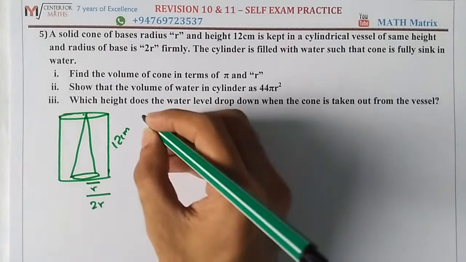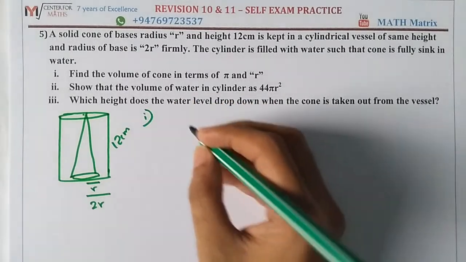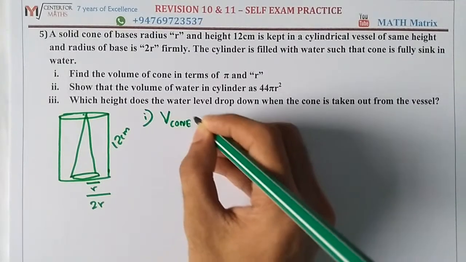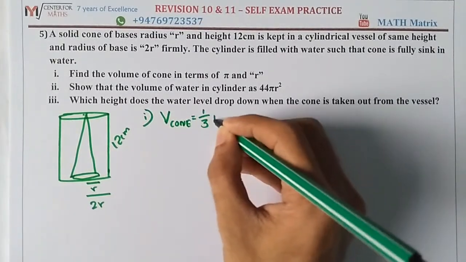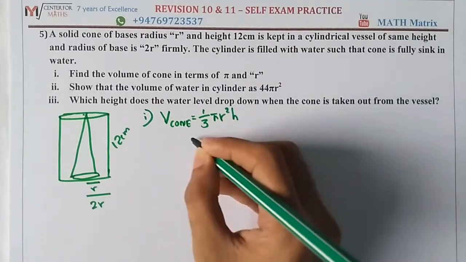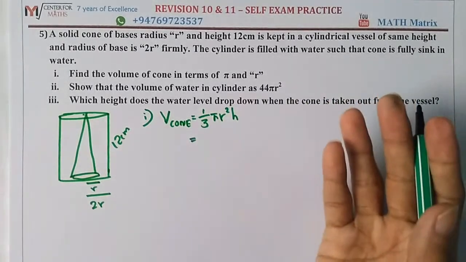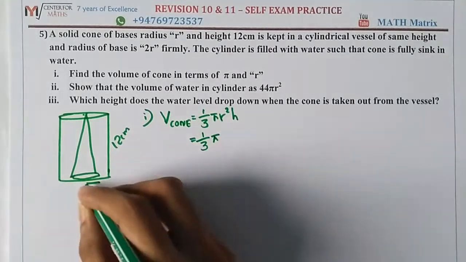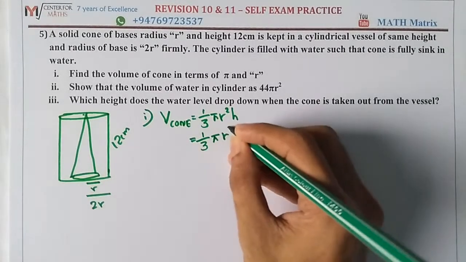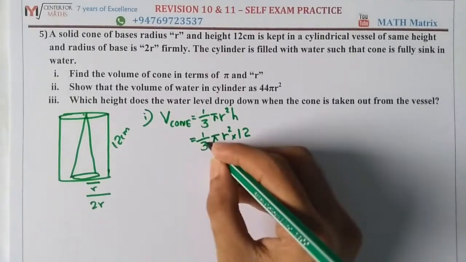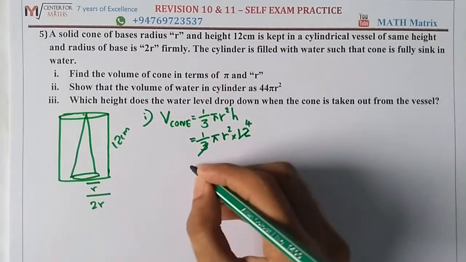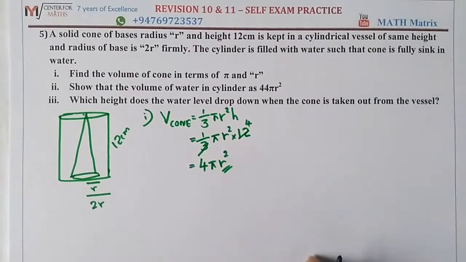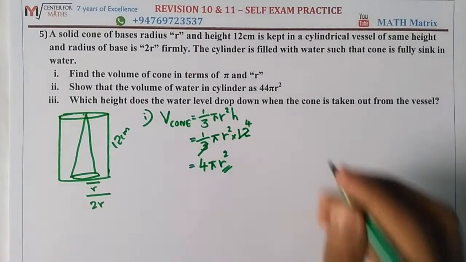Find the volume of the cone in terms of pi and r. So how to find that? The formula for the volume of the cone is 1 over 3 pi r squared h. They are asking in terms of pi, so we should not substitute that. So let it be 1 over 3 pi, the radius is r and the height is 12. Now we can cancel 3 into 12, and we get 4 pi r squared.